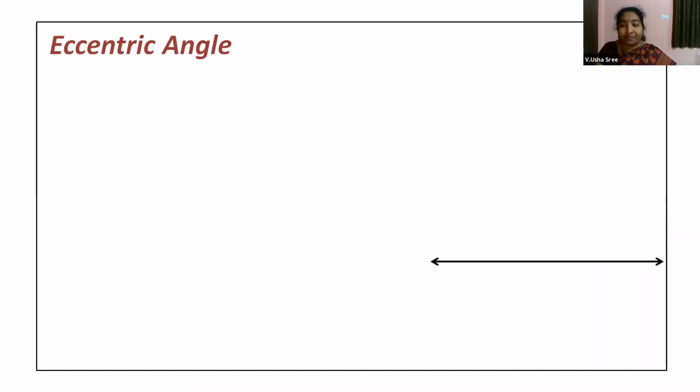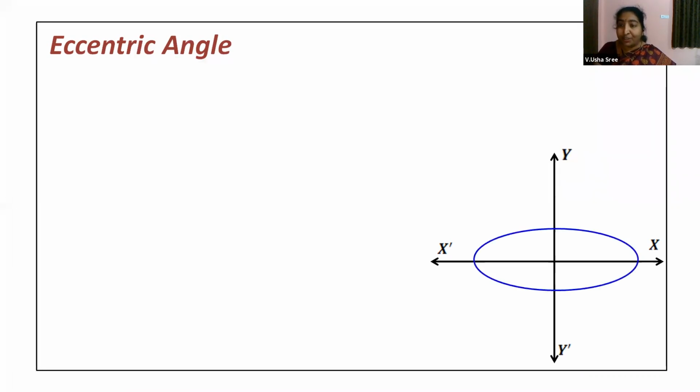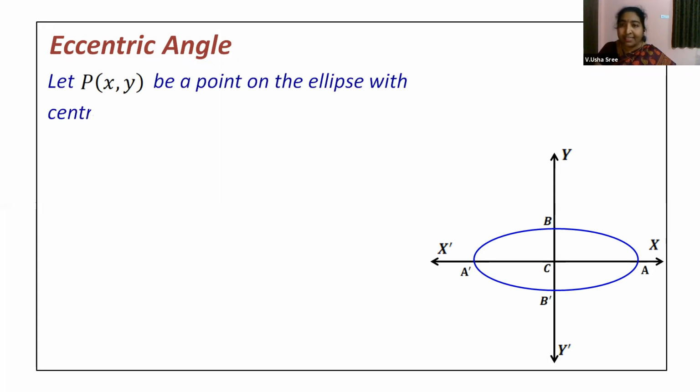Eccentric angle. Now, you are just taking the coordinate axes x, x dash, y, y dash. You're taking an ellipse with A, A dash as the vertices, and B, B dash, of course, the vertices on the minor axis. Then C is the center. Then you are taking a point P(x, y) which is on the ellipse, whose center is C, which is (0, 0).